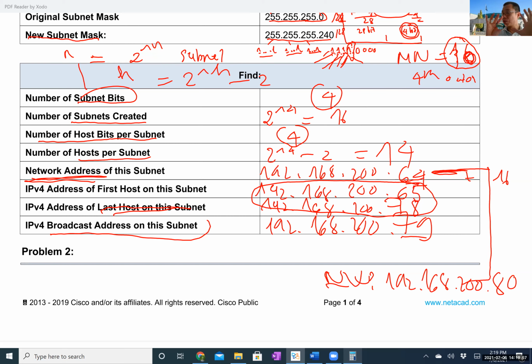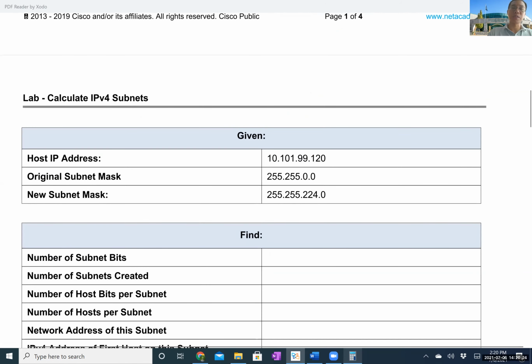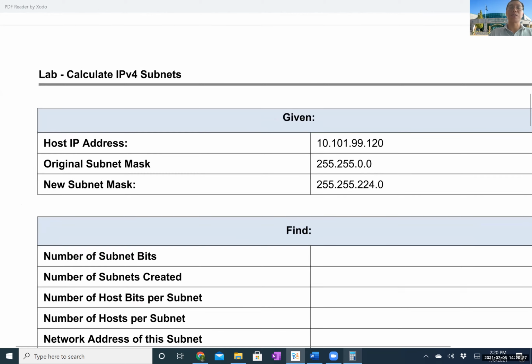Make sure that you understand the problem here, because you should expect the same in the skill exam and in the practice exam. I give you the same problem. You have to find the number of bits in the subnet, how many subnets you have, how many bits in the host portion, how many usable addresses, and what the network address, broadcast address, first usable address, and last usable address are. Now we do the same with the second one here.